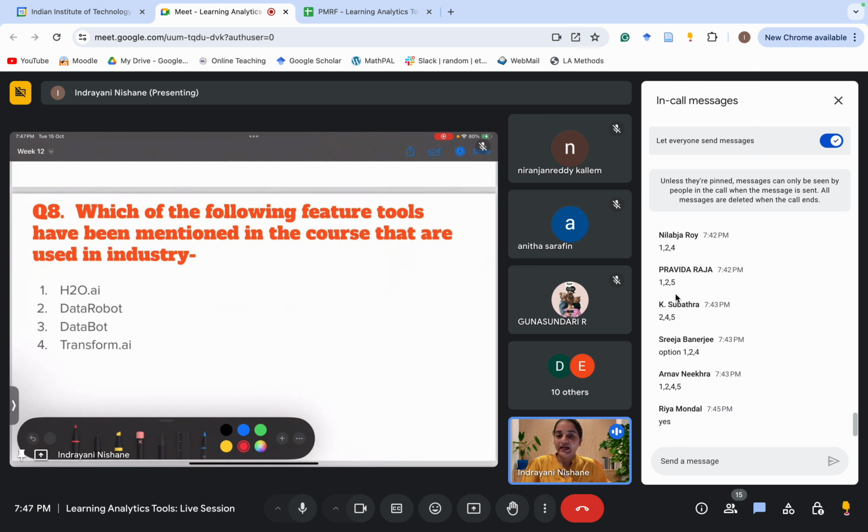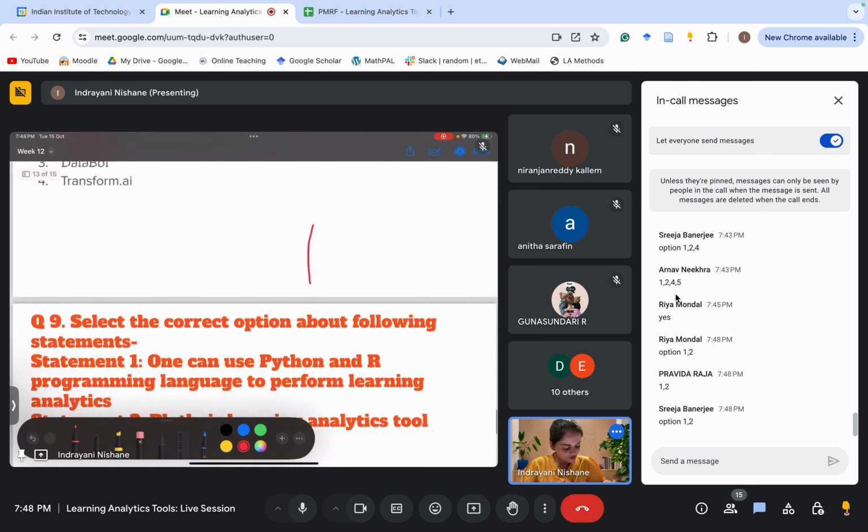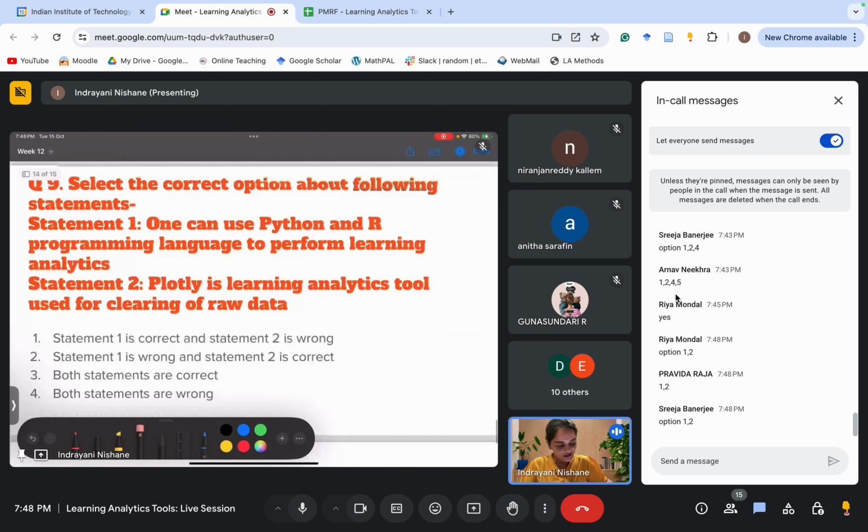Coming to question 8, which of the following feature tools have been mentioned in the course that are used in the industry? This you will find in the lectures, so there is nothing to explain here. These are just names of the tools which are widely used in industry for data analytics. H2O AI and Data Robot are the two tools which are used widely. So we'll move on to question 9.